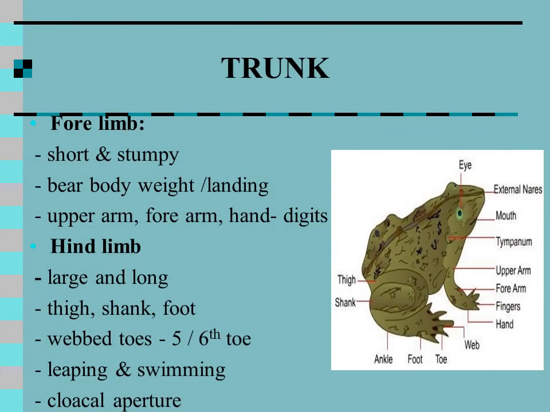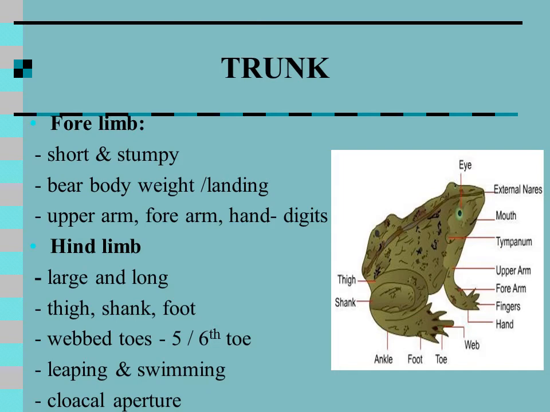Now let us go on to the next region, the trunk region. The trunk is the largest region of the frog. The parts present in the trunk region are a pair of forelimbs and a pair of hind limbs. The forelimb is short and stubby. The function of the forelimb is bearing the total body weight. It is useful for landing also, so when landing, it bears the total weight of the body.